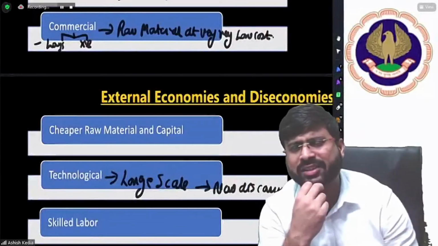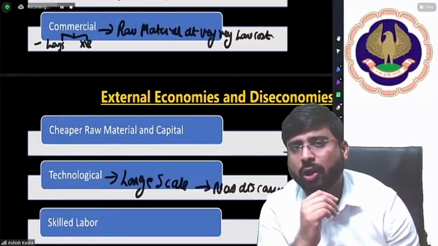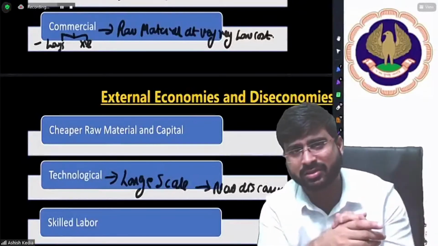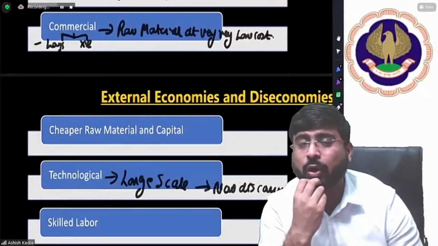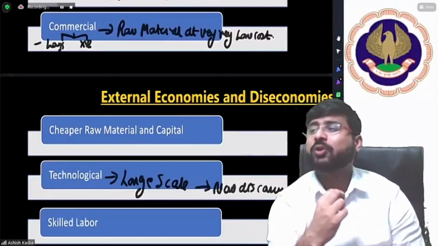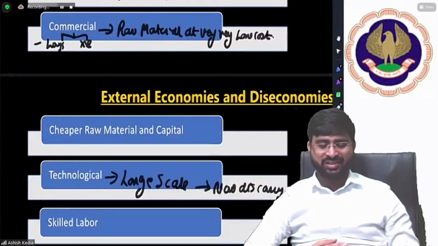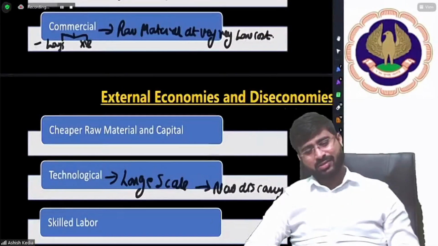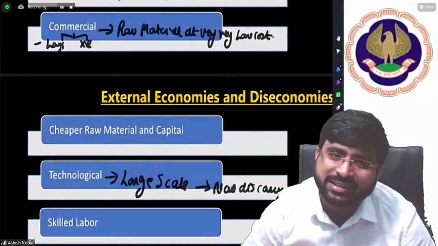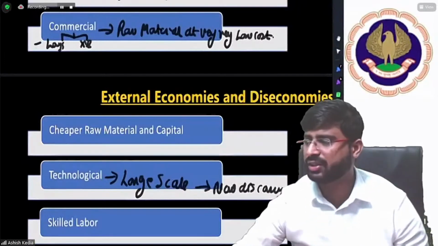Suppose you see a show like Shark Tank. In Shark Tank, you will always see that people who have a scalable business, they bring in new technology, or their business is where the sharks prefer to invest because they have massive scaling possibility at least. Understood, sir? And that advantage is called technological economy. Understood, sir? Yes, sir, we did understand.